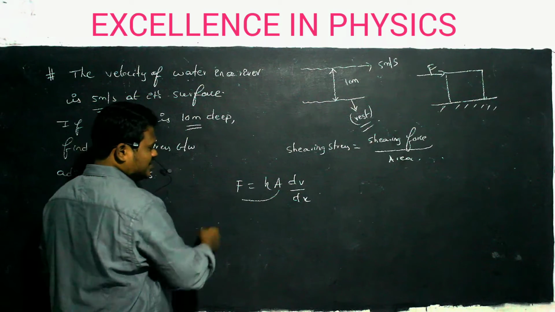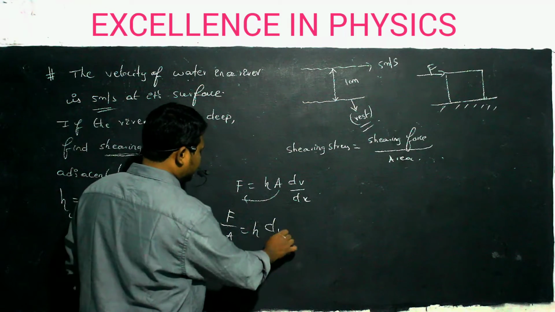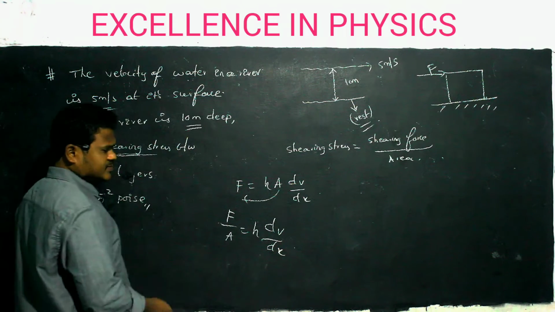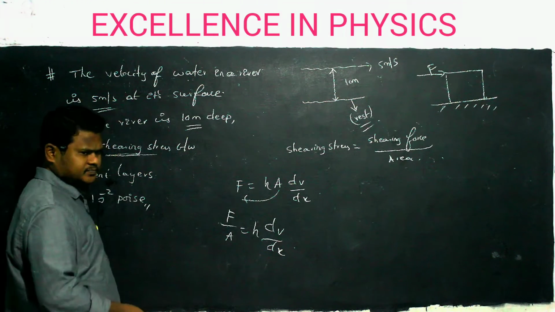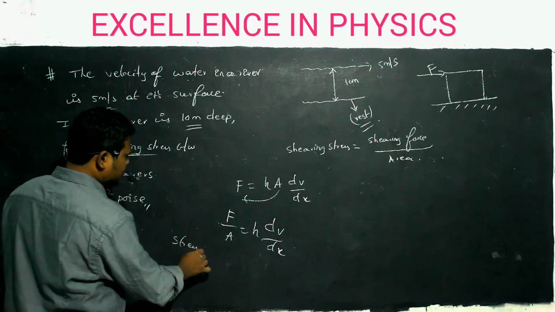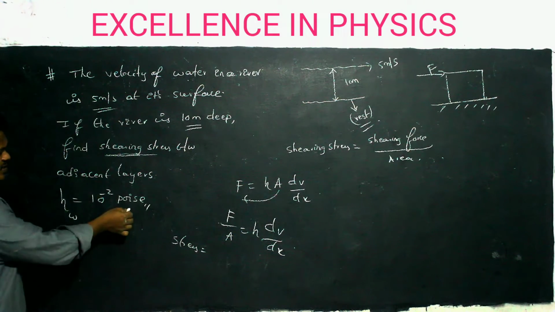Take this area to this side, that's all. So force per unit area is nothing but eta dV divided by dx. This is nothing but shearing stress. So therefore, stress is equal to eta. Eta value is how much? 10 power minus 2 poise.